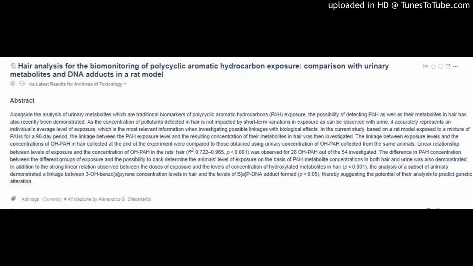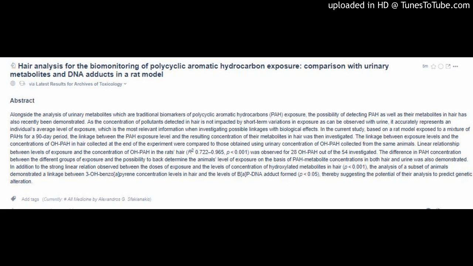linkages with biological effects. In the current study, based on a rat model exposed to a mixture of PAHs for a 90-day period, the linkage between the PAH exposure level and the resulting concentration of their metabolites in hair was then investigated. The linkage between exposure levels and the concentrations of OH-PAH in hair collected at the end of the experiment were compared to those obtained using urinary concentration of OH-PAH collected from the same animals.